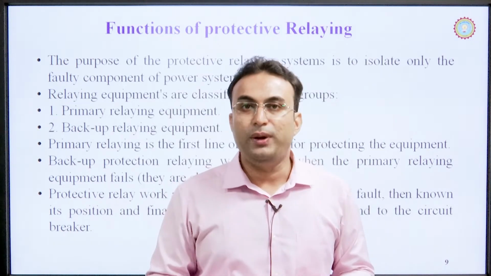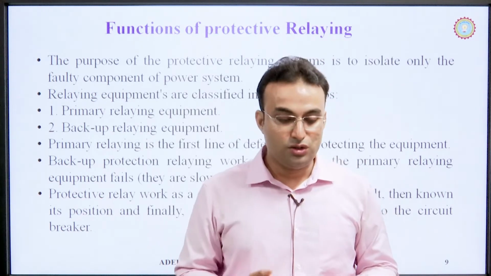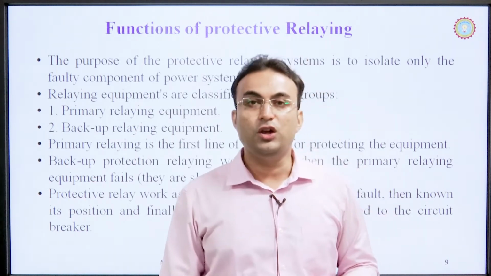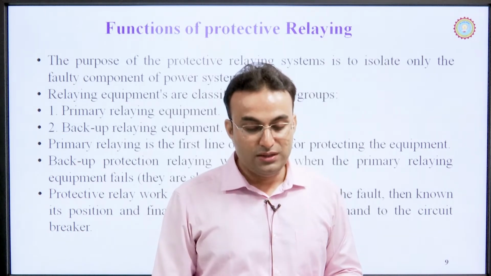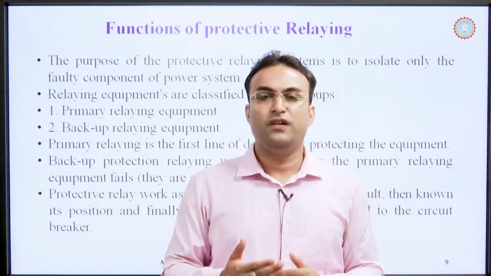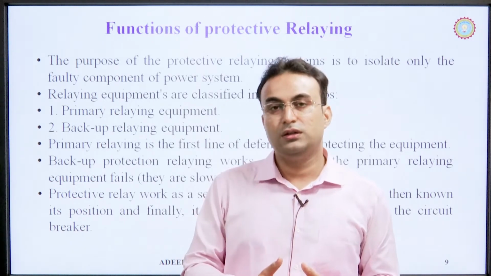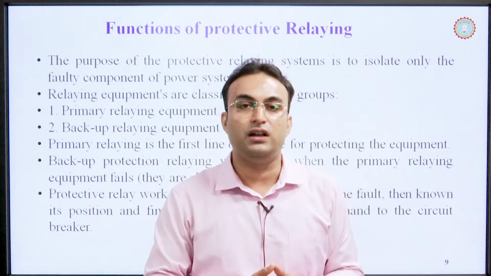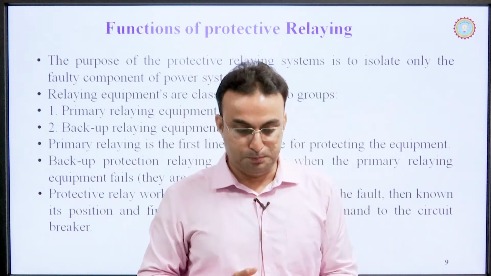So, the relaying equipment are classified into two groups. First, the primary relaying equipment, and another is called the backup relaying equipment. Primary relaying equipment is the first line of defense for protecting the equipment, and backup relaying equipment is the secondary line of defense when primary fails. So, we have two types of relay. The first relay is used for the fundamental action, and when the fundamental action fails, then the second line of defense comes into the picture, and that will protect our power system.